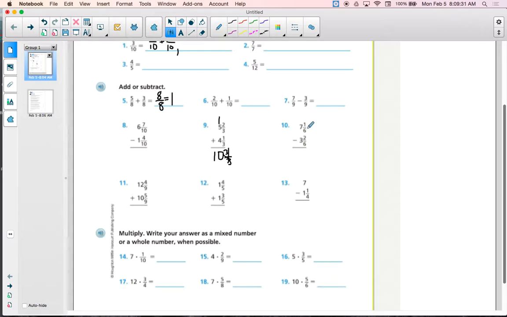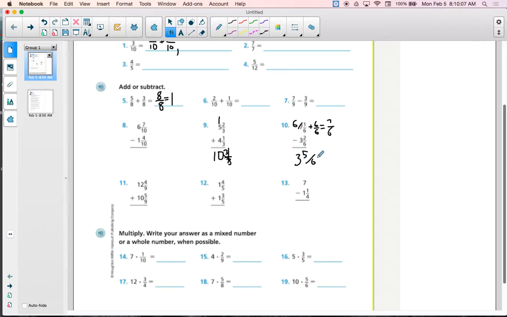Number 10, you notice that this fraction, 1/6, is smaller than 2/6. So you borrow, right, from the whole number. You write the whole number as a fraction, 6/6. And we use 6 because the denominator is a 6. 1/6 plus 6/6 is 7/6. 7/6 take away 2/6 is 5/6. And then 6 take away 3 is 3.